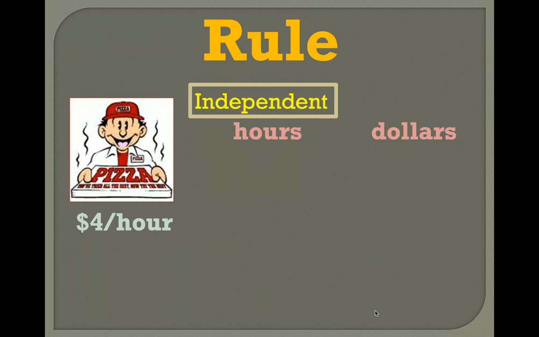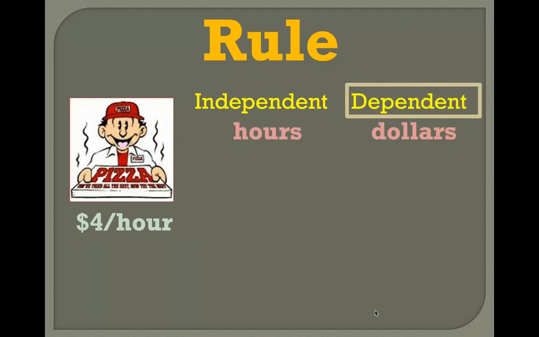So the hours is what we'd call the independent variable. Okay, and so that's the x variable. The x variable is an independent variable. The dollars is the dependent variable. How much money am I going to make? It depends on the number of hours I work. Dependent, independent. The x is the independent variable. The y is the dependent. If I know an x, I can find the y.